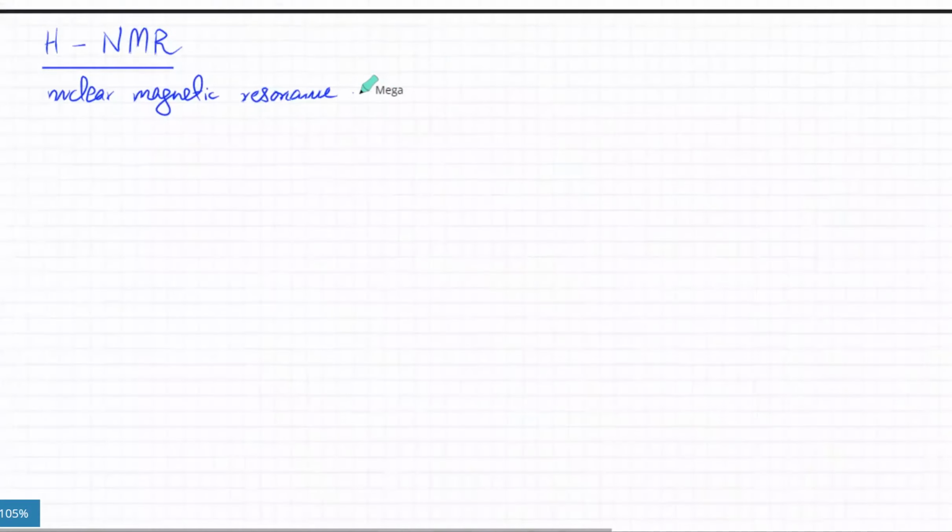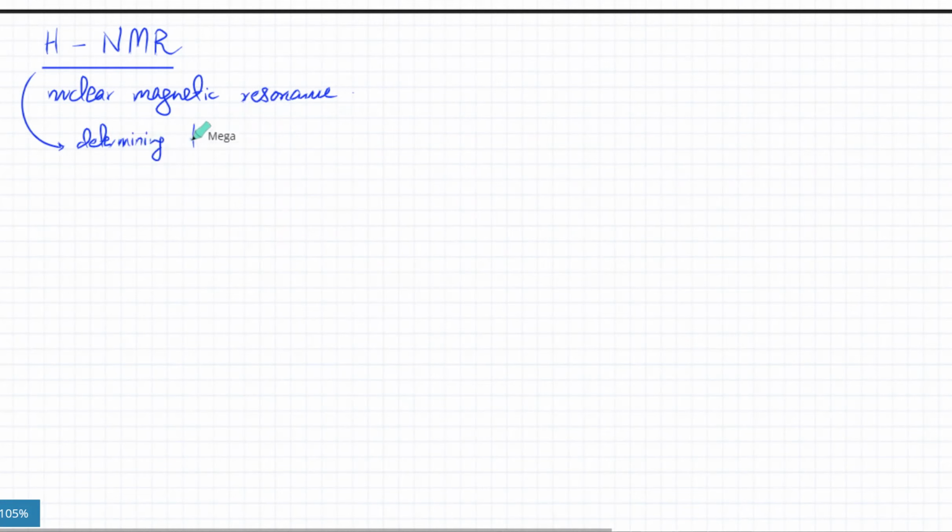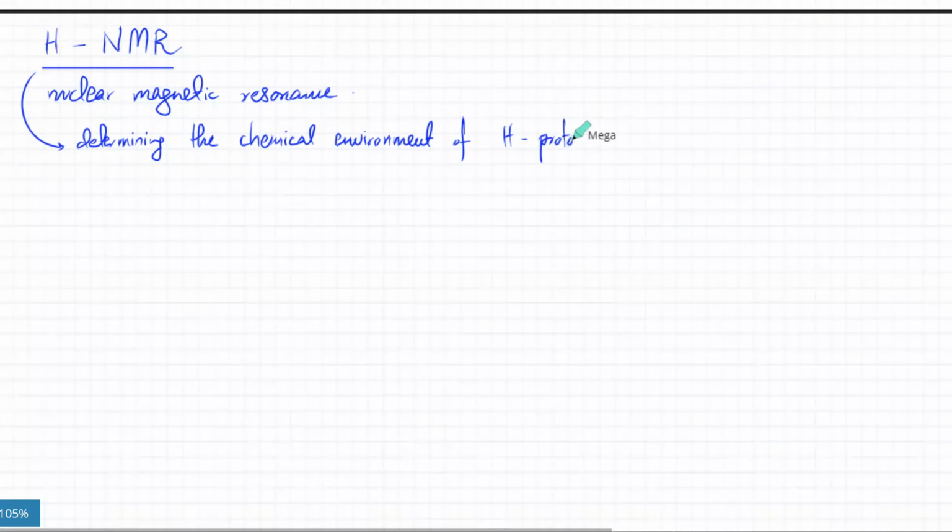And what happens in HNMR is that the entire focus is on determining the chemical environment of the hydrogen protons. The focus is on hydrogen and its environment, how it's bonded to other elements.